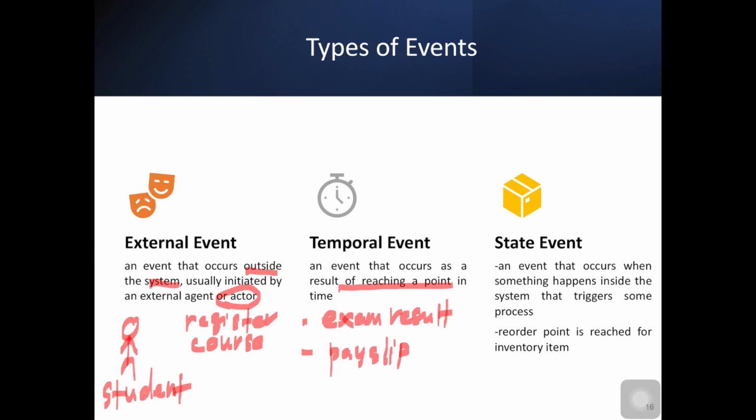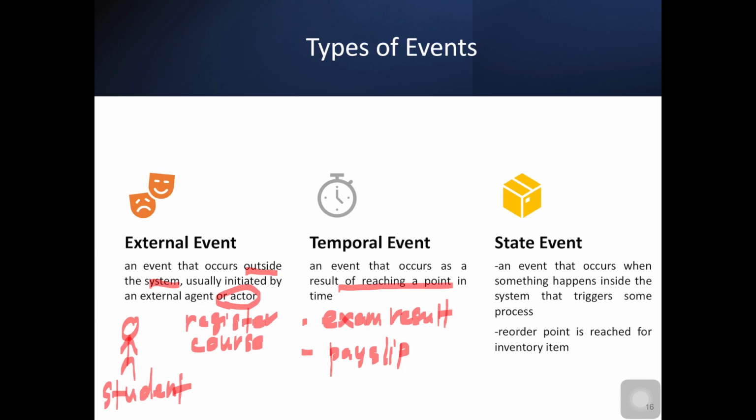And let's say next month, my salary would be on 20th of June. So the system is set 5 days before the event to generate my payslip. So on the 15th of June, I will get my payslip. So that is temporal event. Clear?